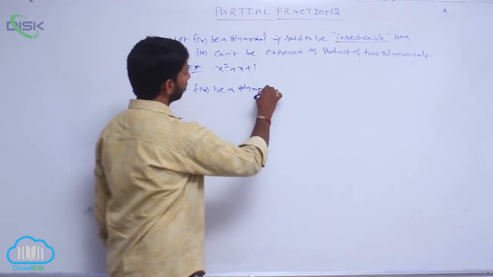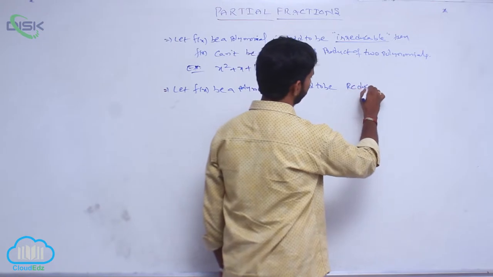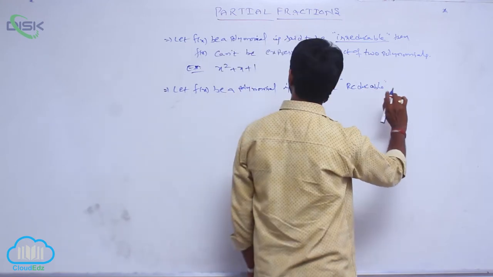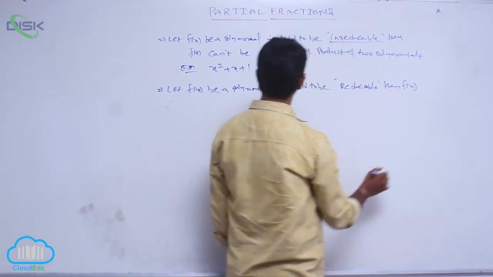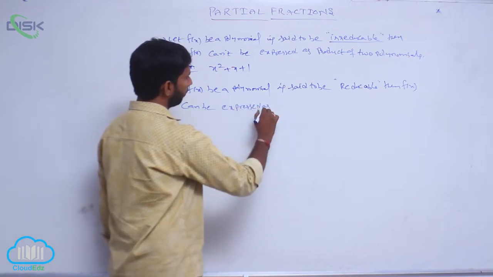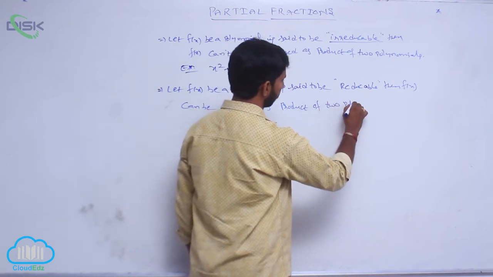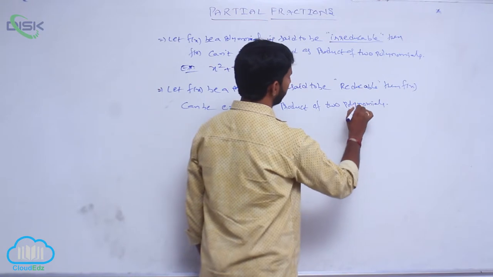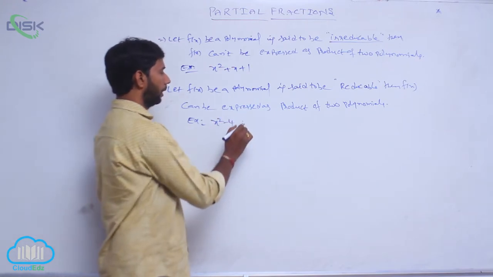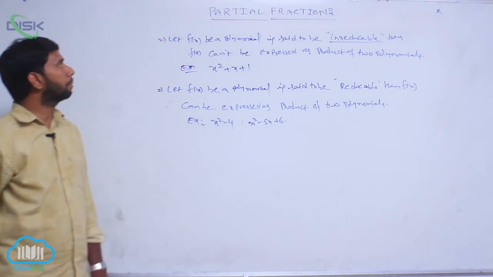Let f of x be a polynomial. If f of x is said to be reducible, then f of x can be expressed as a product of two polynomials. Examples: x square minus 4, or x square minus 5x plus 6.